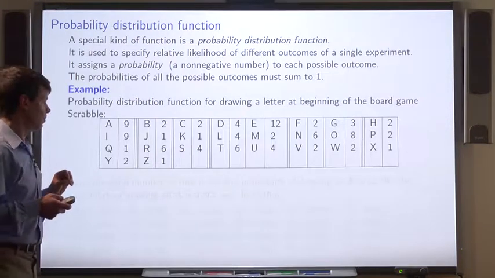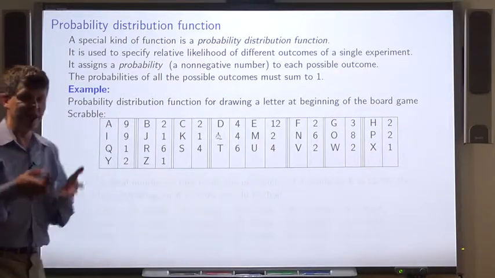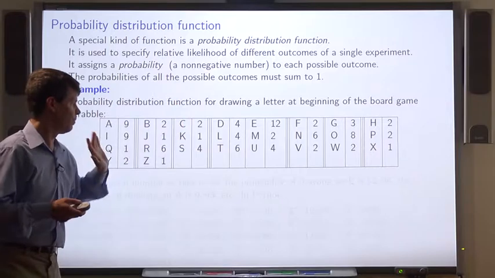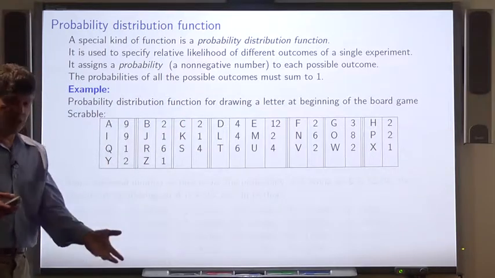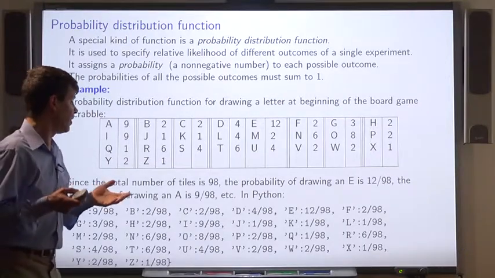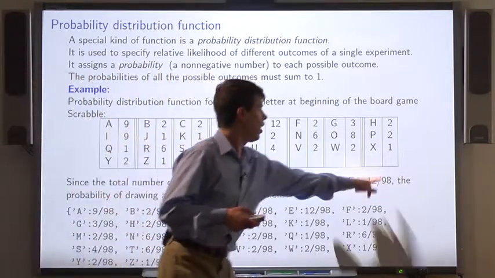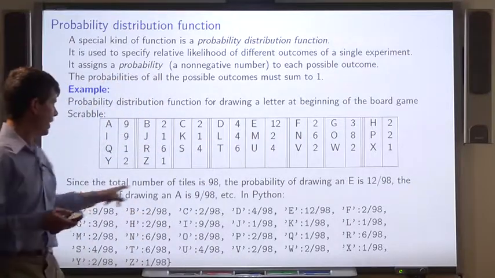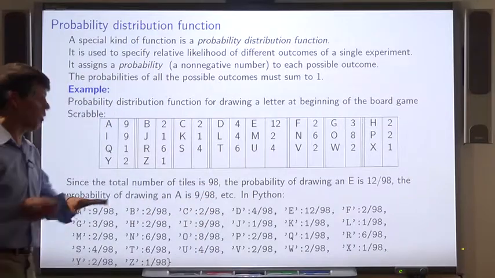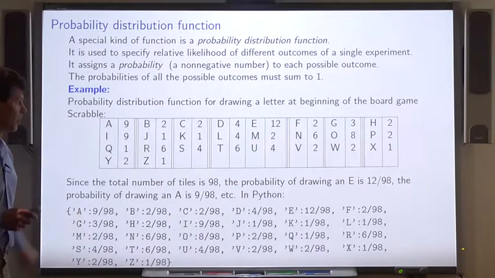So, for example, in the game of Scrabble, at the very beginning, the bag is filled with tiles. There are 9 A's, 2 B's, and so on. So at the very beginning, consider the experiment of drawing a tile from the bag. Since the total number of tiles is 98, the probability of drawing an E is 12 over 98 because there are 12 E's. The probability of drawing an A is 9 over 98, and so on. The denominator is 98 so that all these probabilities will sum up to 1. We represent that function by this Python expression.